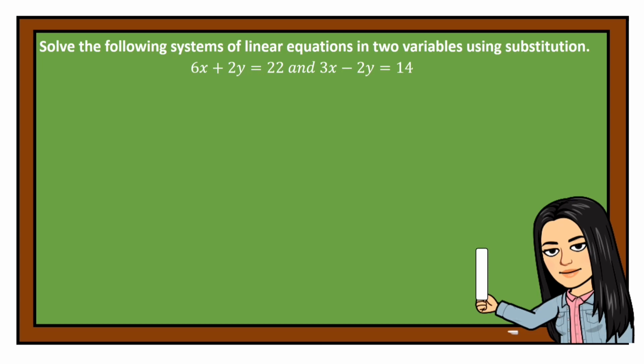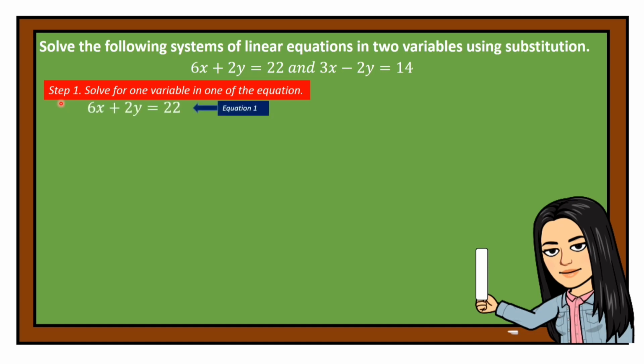Okay, so using the same example, ipakita naman natin kung paano siya isa-solve using substitution method. So, pareho pa rin ang ating given. So, ang ating step 1, solve for one variable in one of the equation. Okay, so using equation 1, which is 6x plus 2y equals 22, so, isa-solve natin yung isang variable. So, that will be 2y equals, ang 6x will be transposed. We have here negative 6x plus 22. Since merong 2 sa tabi ng y, divide the whole equation by 2.